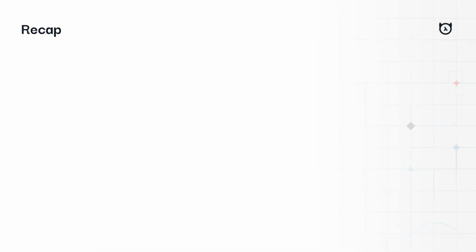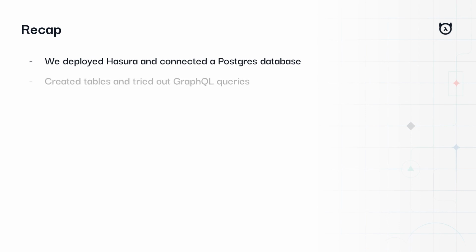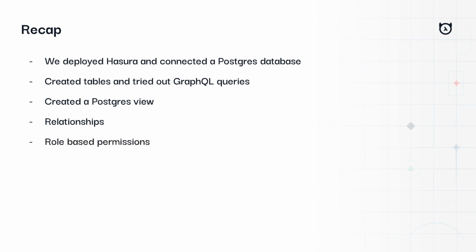Now let's quickly recap what we have done so far. We deployed Hasura and connected it to a Postgres database on Heroku. We then created some tables and tried out some GraphQL queries, mutations, and subscriptions. We created a Postgres view for data transformation use case for online users. We also set up some relationships between the to-dos table and the users table. Then finally, we had set up some role-based permissions to secure our app. And that's it for this video.